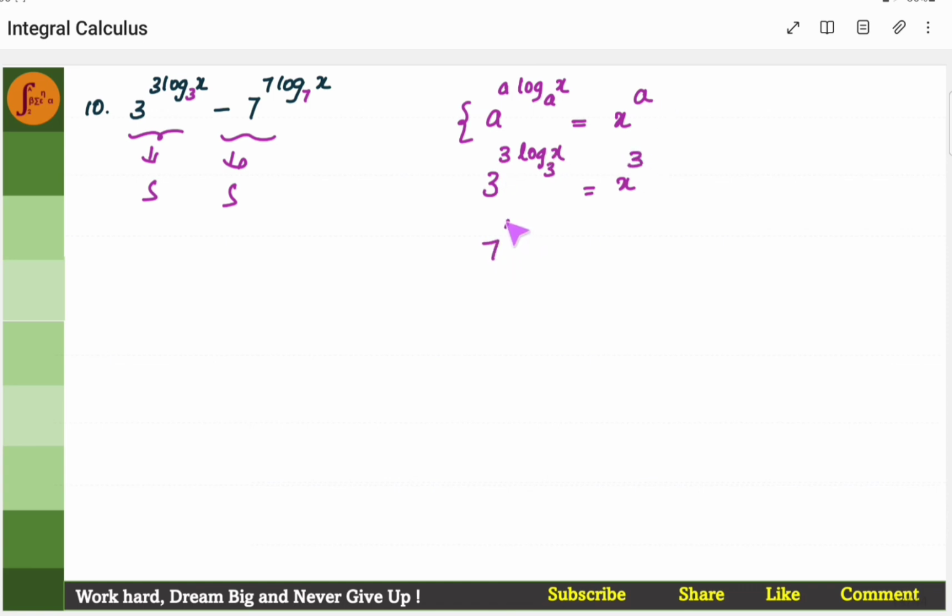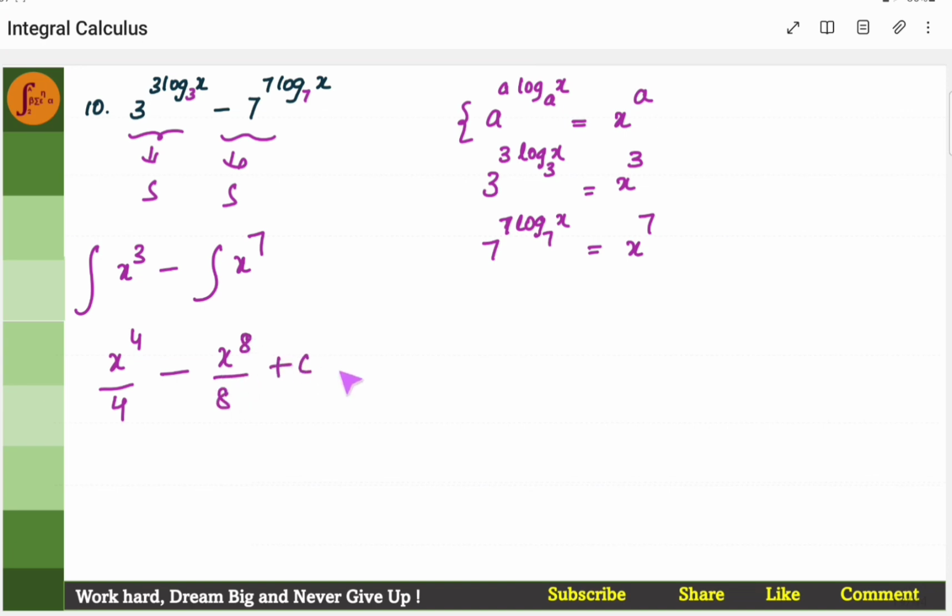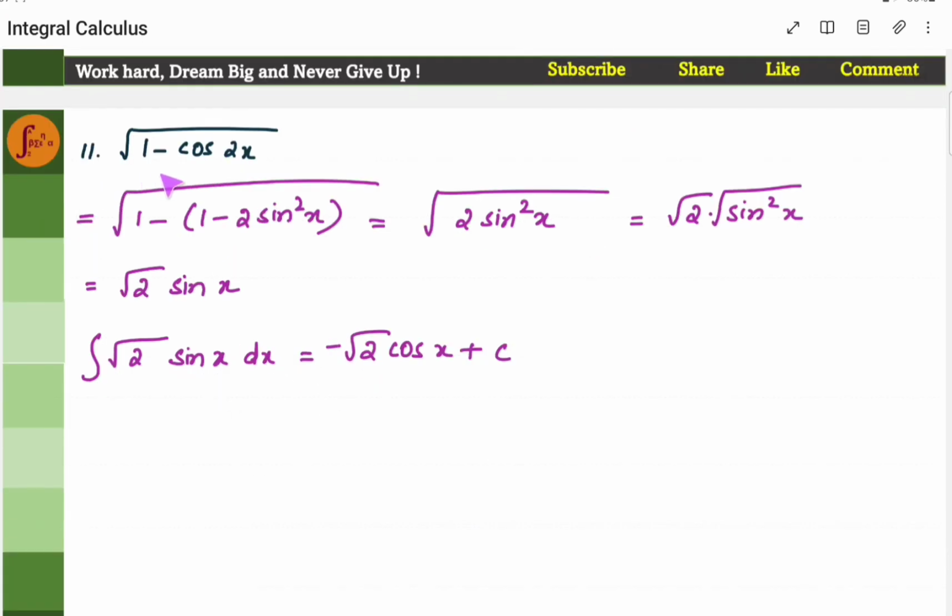Similarly, 7 log x and base is 7. So we'll have to write x to the power 7. So we'll have to remember this formula and then we can integrate. So this will be x cube minus integral of x to the power 7. This will be x to the power 4 by 4 minus x to the power 8 by 8 plus c. This is the answer.